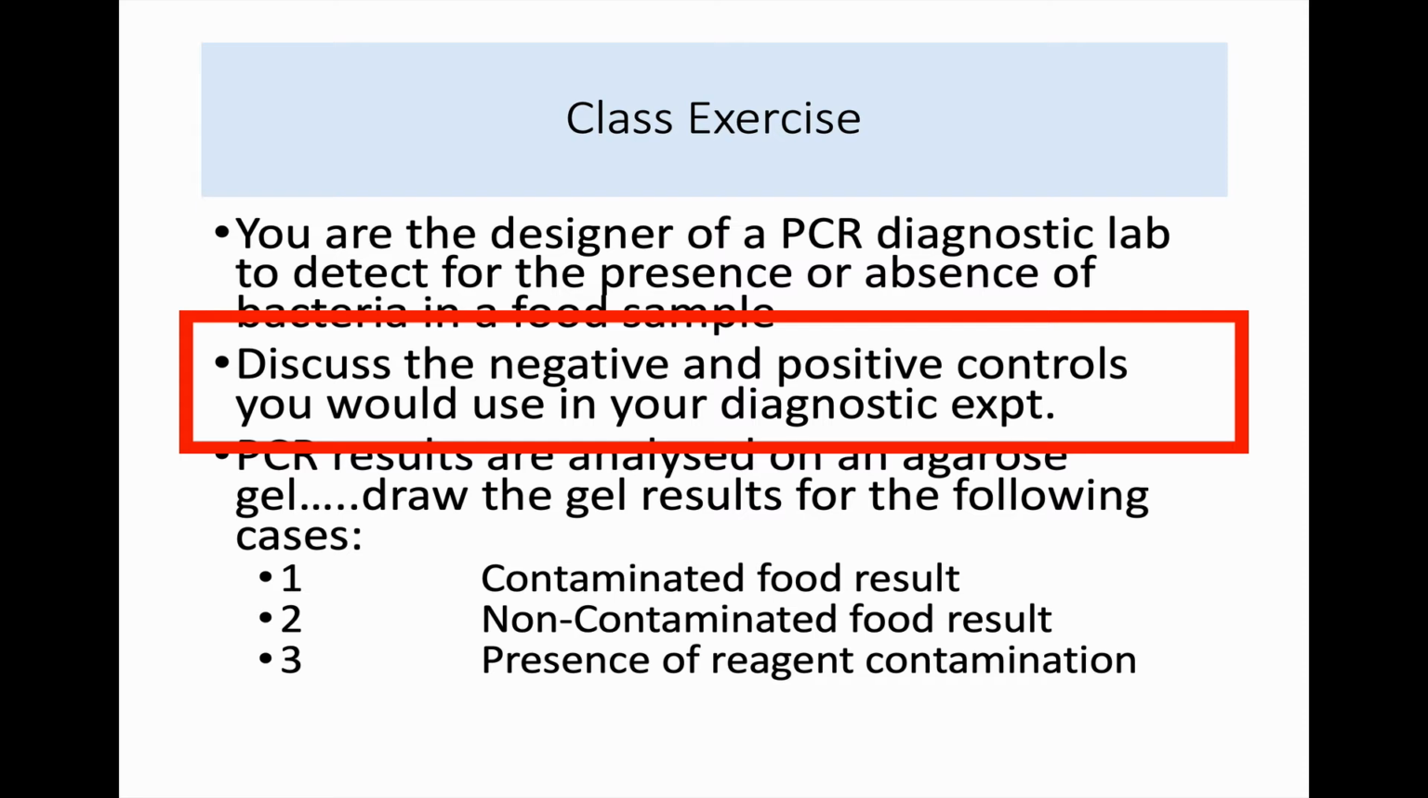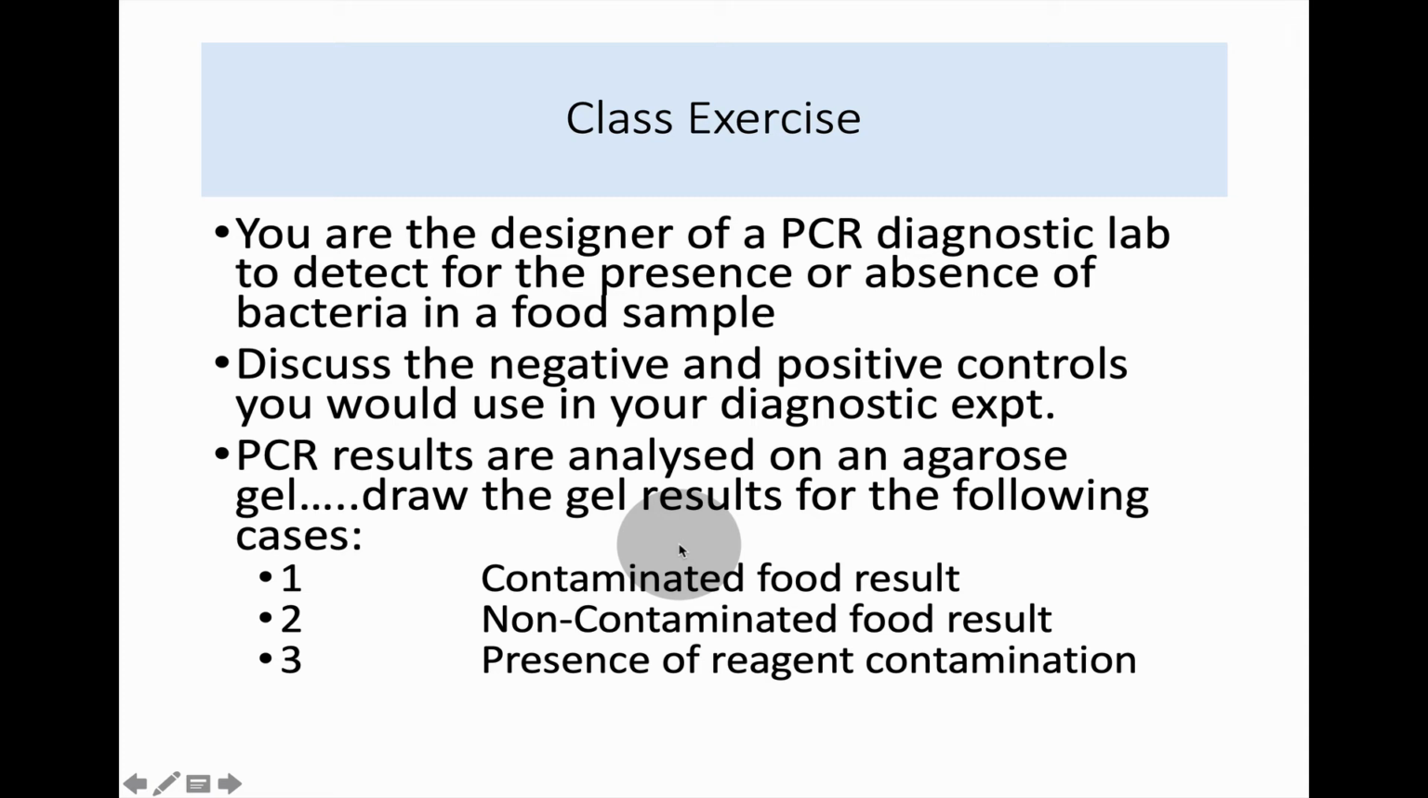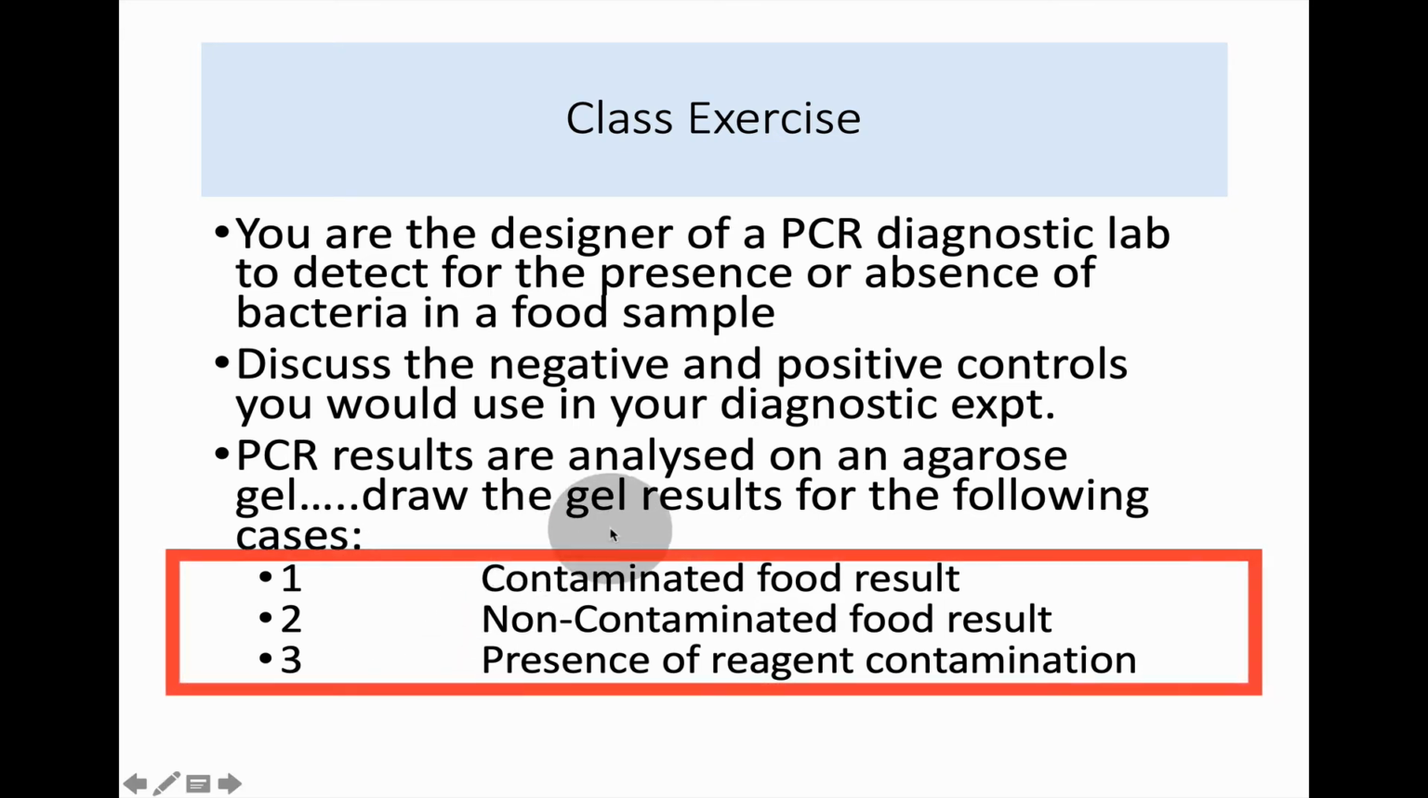So in general, PCR results are put on a gel, and I want us to draw almost the gel results as to what we'd expect. So what I'd advise you to do here is, as we go through, press pause on the video, give a sketch, take a few minutes, and then you can come back to the video to see what we did. So let's say, for example, what would it look like if we had a contaminated food? So this was a food that has a particular bacteria being detected. What would a gel look like if it was a non-contaminated food? And finally, what would it look like if all our reagents were actually contaminated?